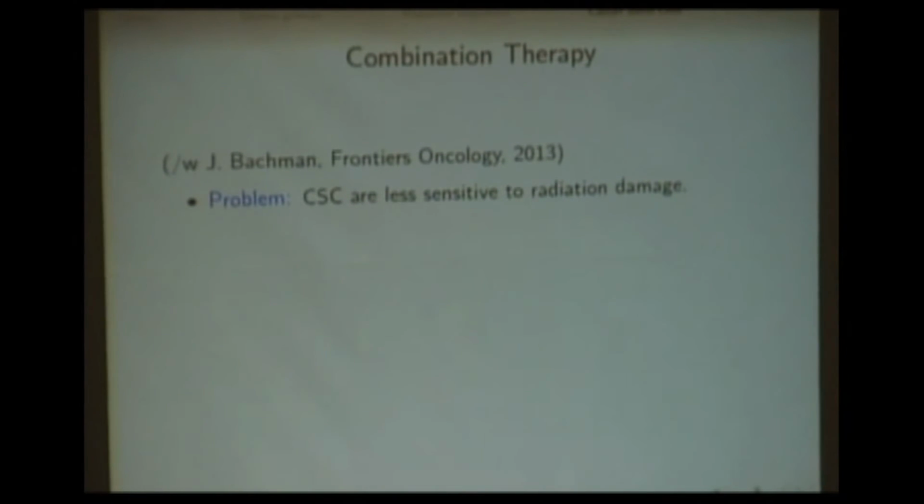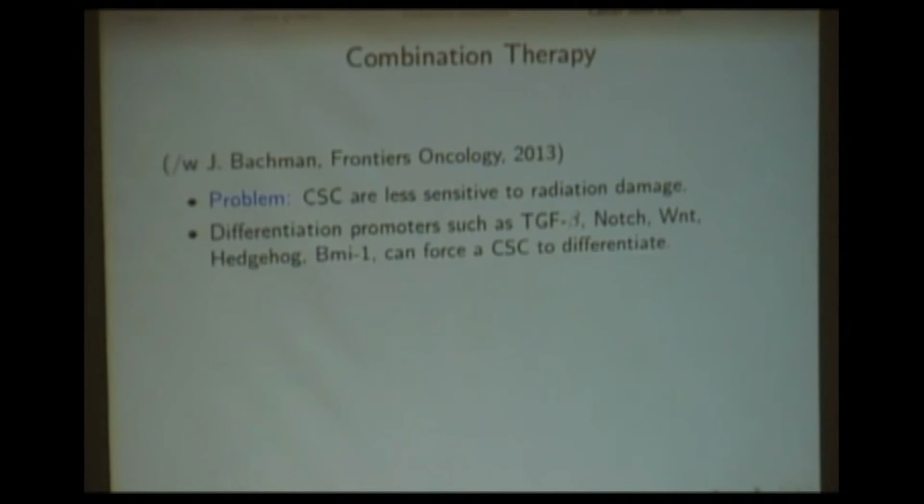So stem cells are less sensitive to radiation damage, but maybe we can trick them into differentiation. There are certain differentiation promoters like TGF-beta, Notch, Wnt, and Hedgehog, and so on, which promote differentiation of stem cells. And so if we can get them out of their stem cell compartment, let them differentiate for 2 cycles, and then we hit them with radiation, this might be a way to get them.